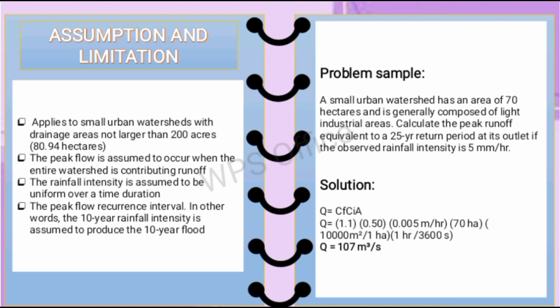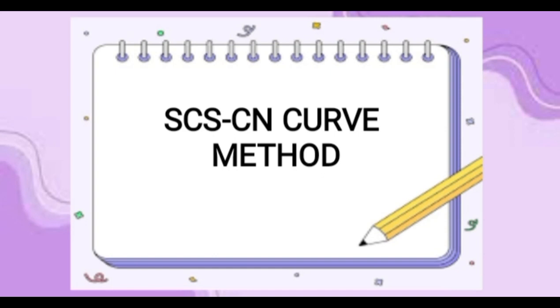Equation natin, Q equals C F C I A. We have A, 70, we have I, 5 mm per hour. C natin, light industrial, we will use flat 0.50. CF, 25 years, equals 1.1. I-multiply lang natin lahat. Then, we will get Q equals 107 cubic meters per second.